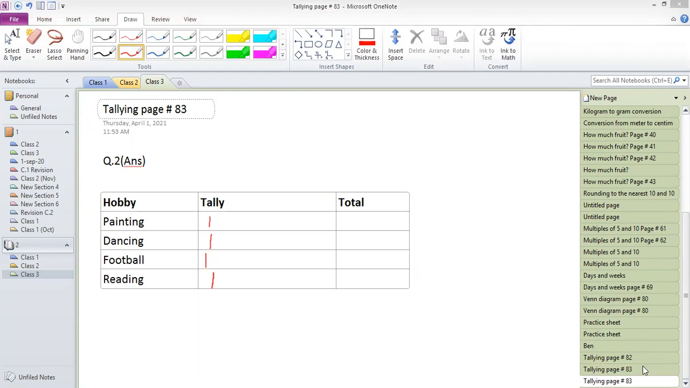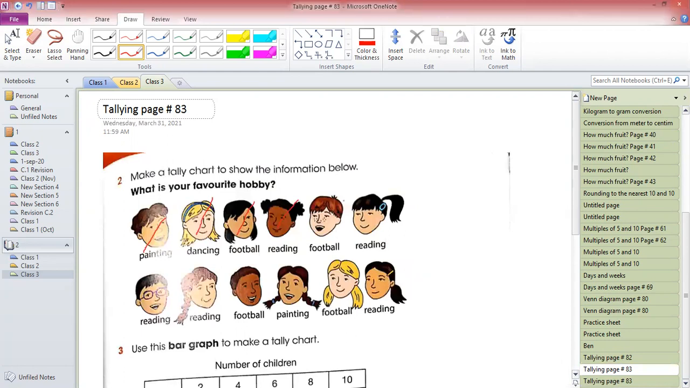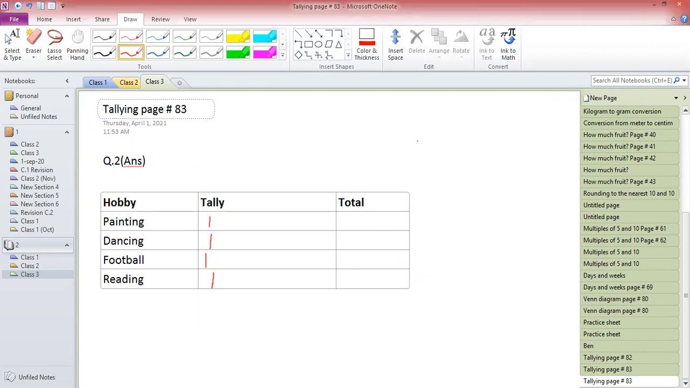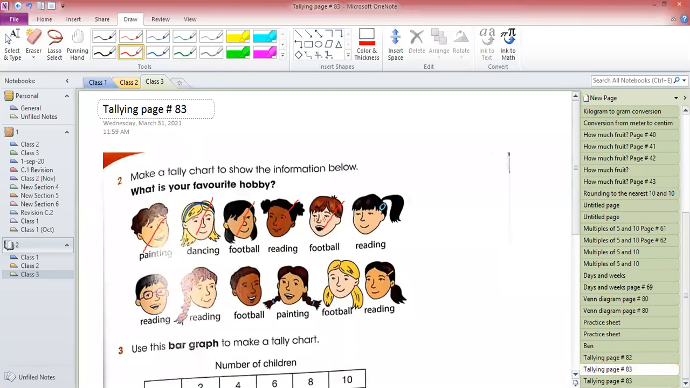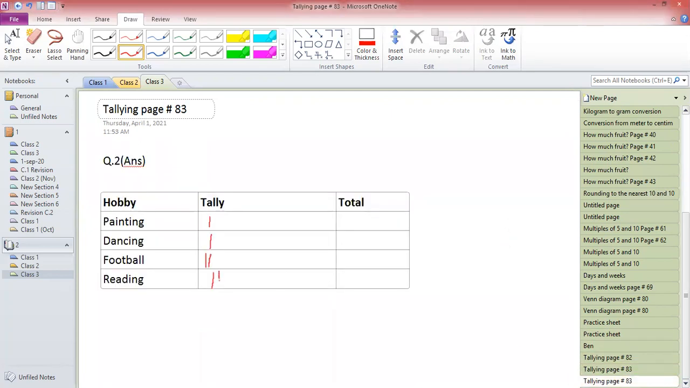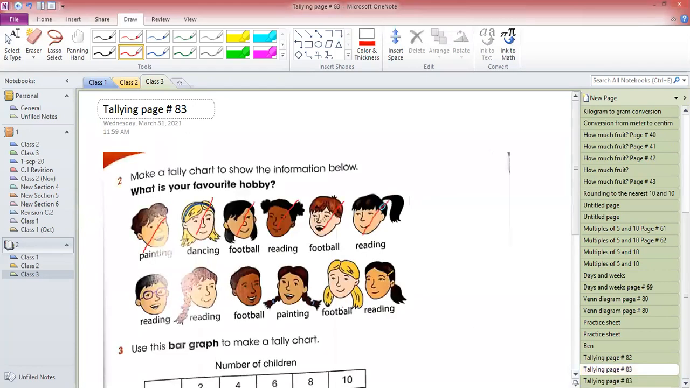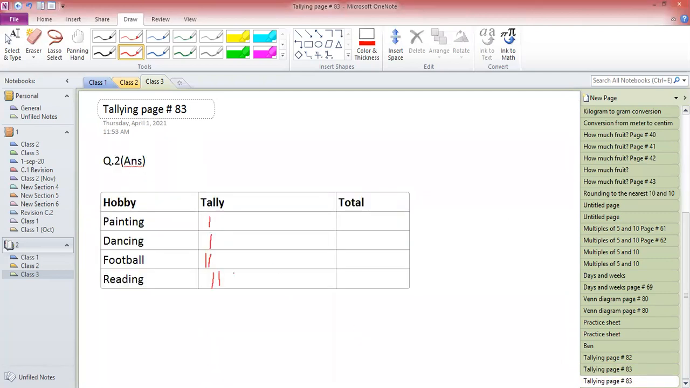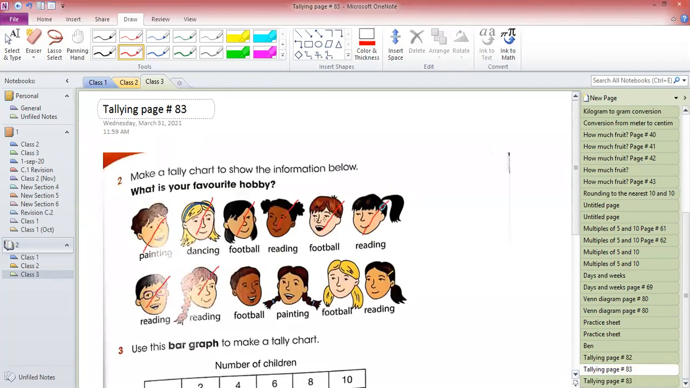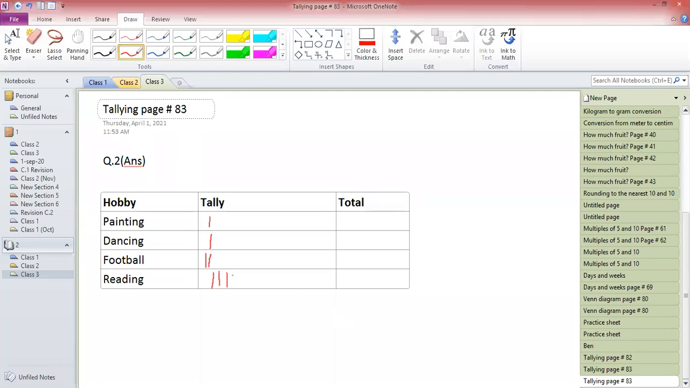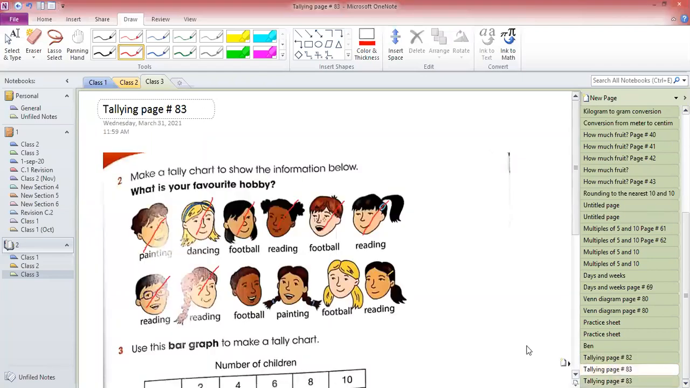It is very easy. Now, next is football. So for football, I will mark one more. Okay. Then here, after football, it is reading. Then it is again reading. I will cut here. It is again reading. Then it is again reading. So I will mark one more. There are 4 for reading now.